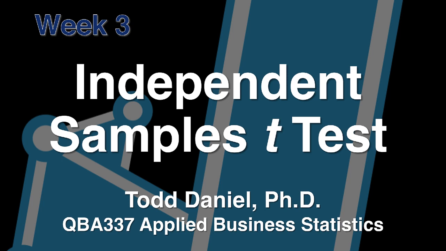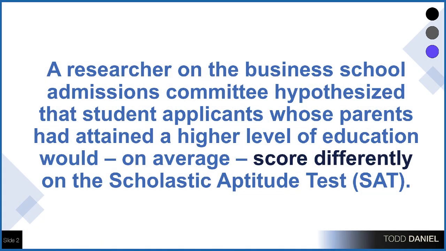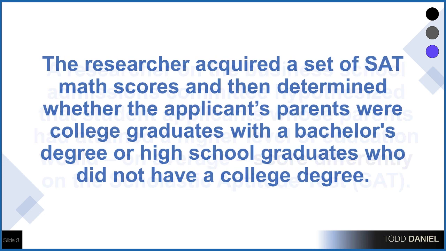So here is the setup and the steps that you need to know. We will begin with the research design. A researcher on the Business School Admissions Committee hypothesized that student applicants whose parents had achieved a higher level of education would, on average, score differently on the Scholastic Aptitude Test, the SAT. The researcher acquired a set of SAT math scores and then determined whether the applicant's parents were college graduates with a bachelor's degree or high school graduates who did not have a college degree.